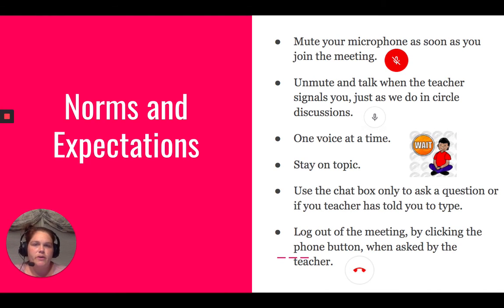All right, so just a quick review of our norms and expectations. When you join a Google Meet, please make sure that you mute your microphone as soon as you join the meeting. Unmute and talk when the teacher signals you, just as we do in classroom discussions and in circles. One voice at a time. Stay on topic. Use the chat box only to ask a question or if your teacher has told you to type. And at the very end of the meeting, make sure that you log out of the meeting by clicking the phone button when you're asked to do so by your teacher.